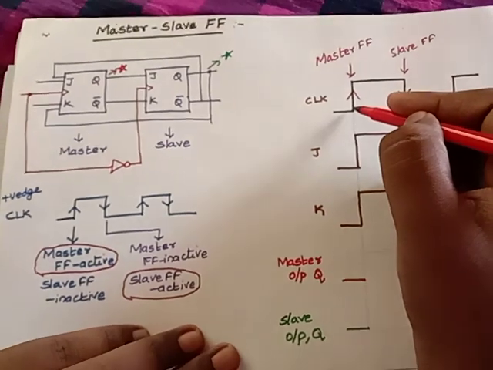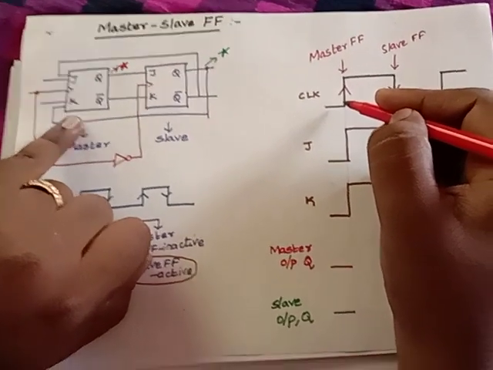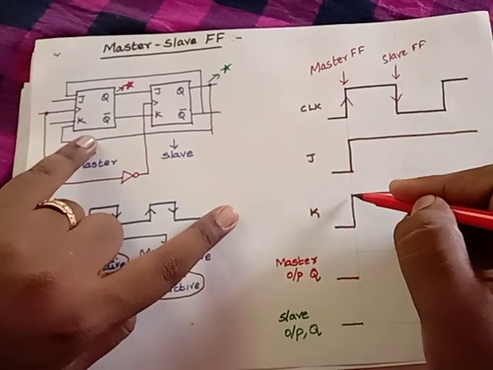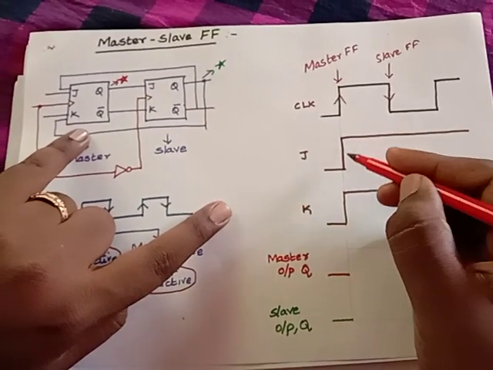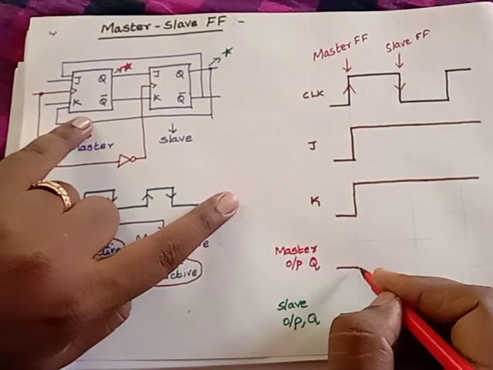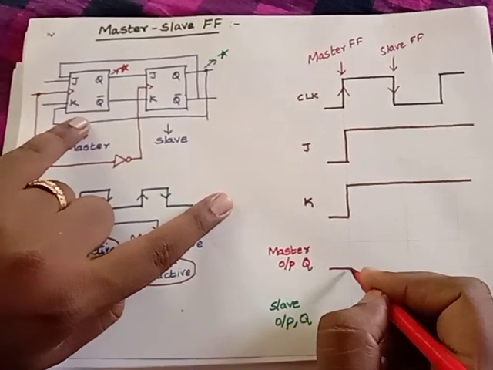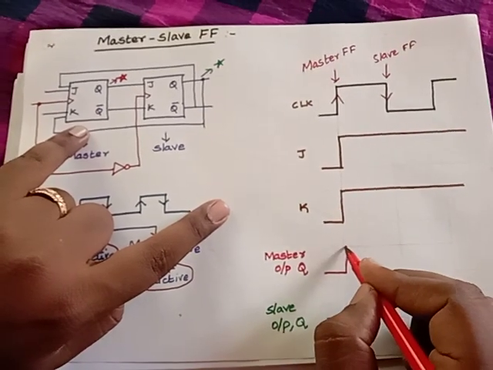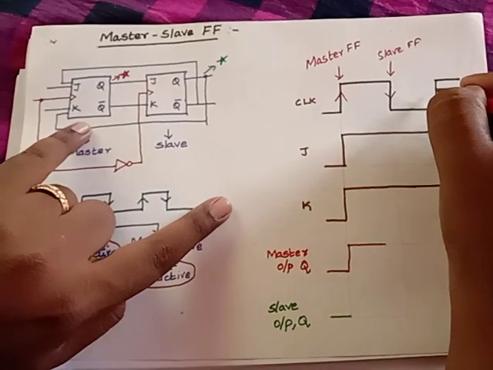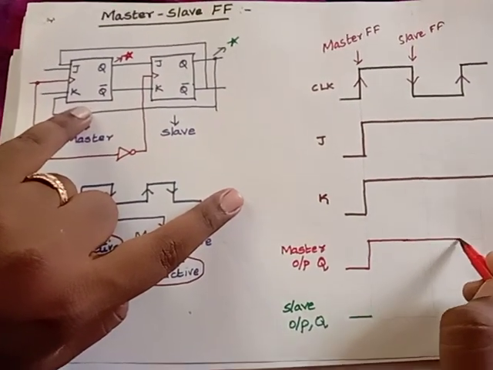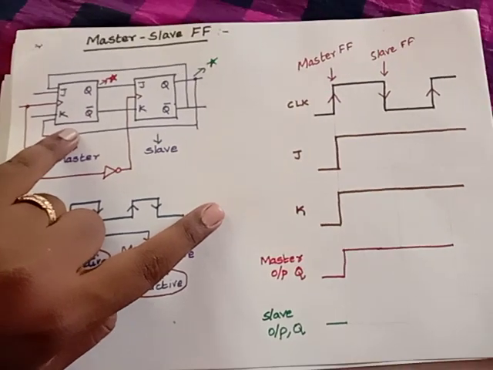At positive edge, this master flip-flop will be active. That means at this point, when J becomes 1 here, K becomes 1 here. When J and K are equal to 1, the output will be complemented. That means the output Q, which is 0 now, will change to 1. And it will continue in this state up to what? Up to your next positive edge.